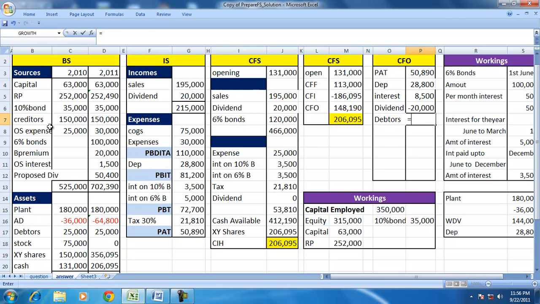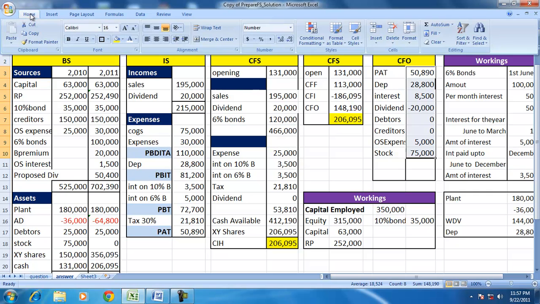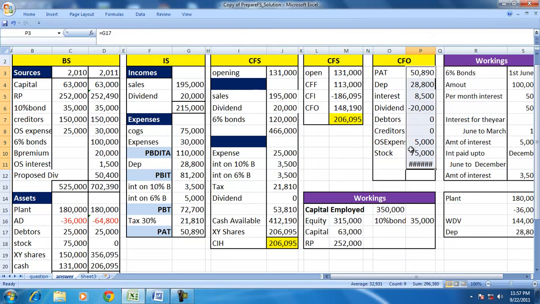Debtors, no change in the debtor, 25 minus 25. No change in the creditors, 150 minus 150. Outstanding expenses in this case have increased, so that means to that extent you have not paid money, so add the increase in outstanding expenses. And the stock has decreased, so therefore add back, because to that extent we have not purchased the stock, but while computing profit we have added that.